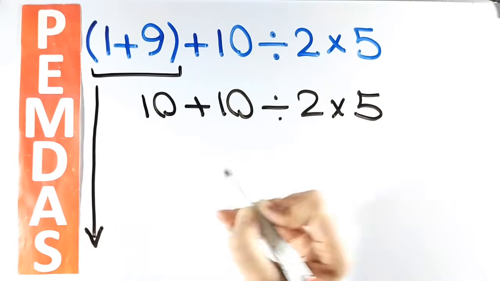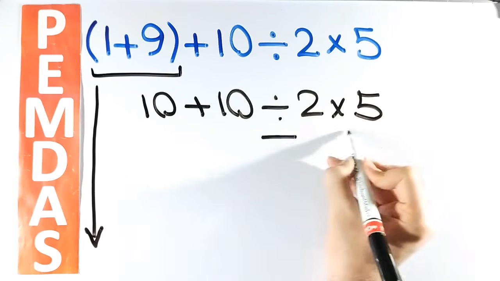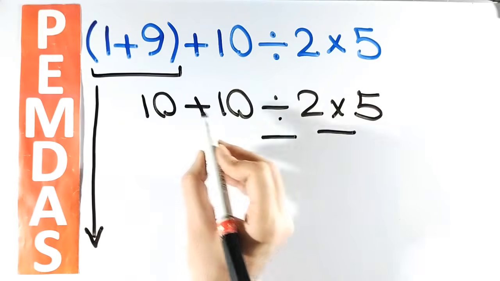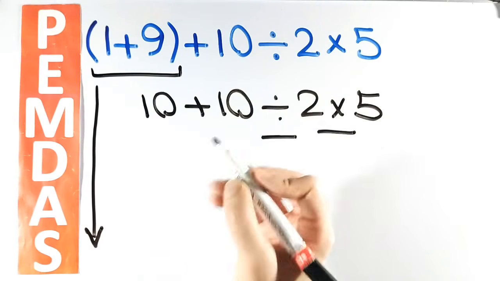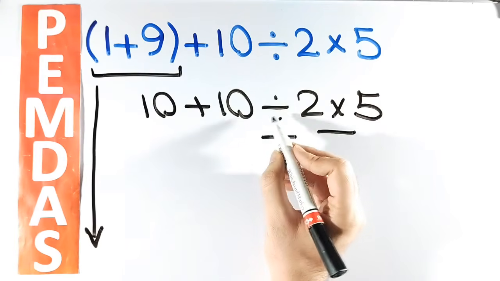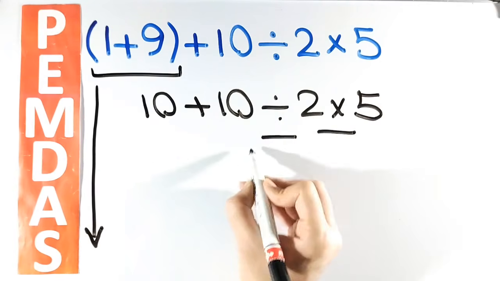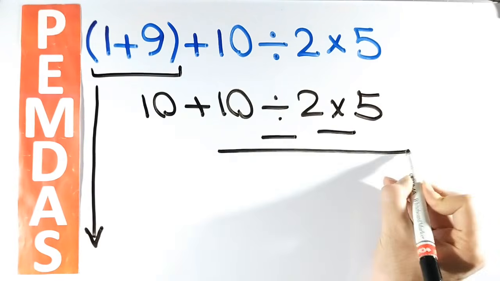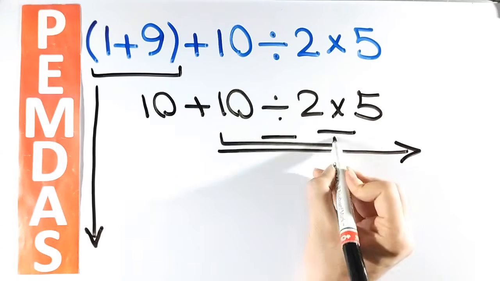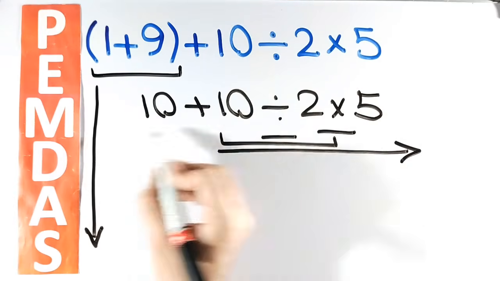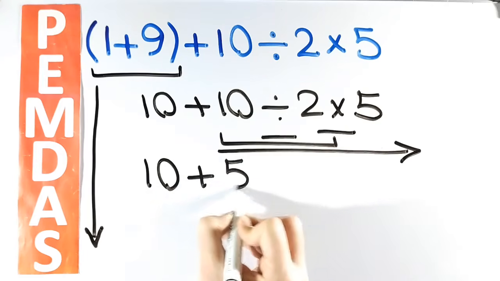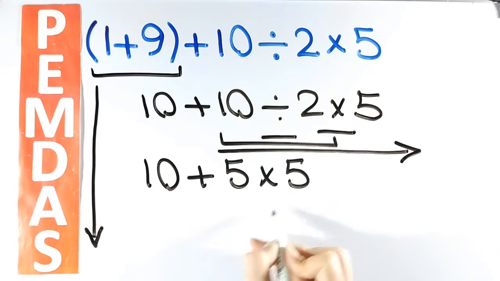So, instead of this expression, we can write 10 plus 10 divided by 2 multiplied by 5. And the next step, we move on to the division and multiplication, because these two operations have a higher priority than addition. However, it's very important to understand that multiplication and division are at the same level of precedence, and we must perform these two operations from left to right. So, first we go for the division between 10 and 2, and instead of this expression, we can write 10 plus 5 multiplied by 5.